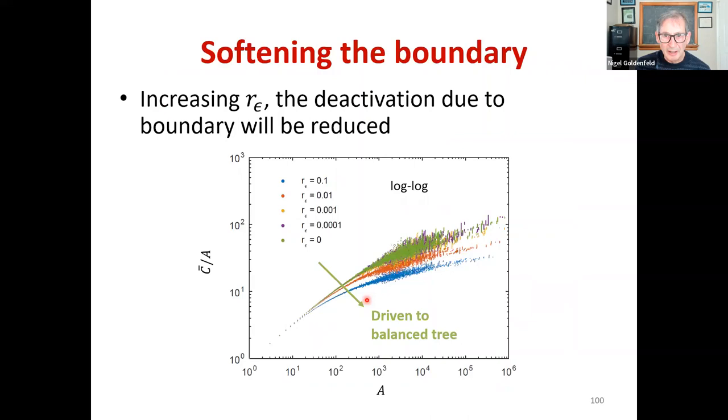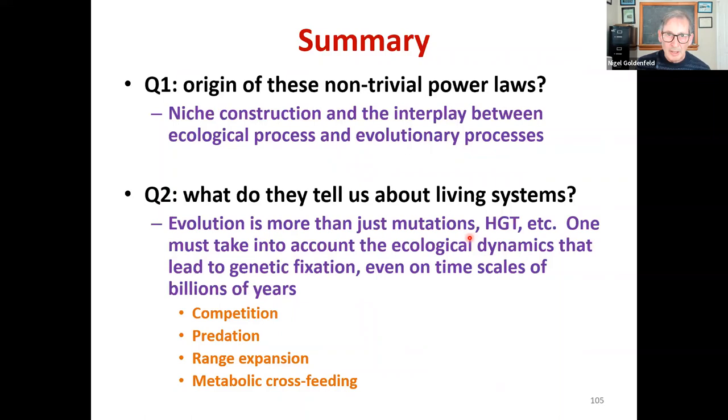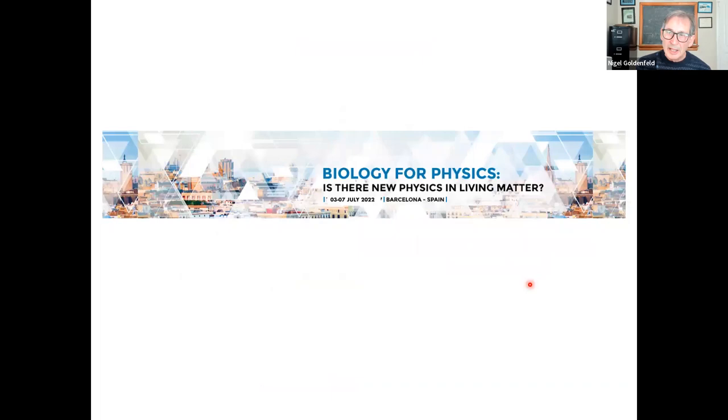I'm not going to go through this in detail, but one can work out the finite size scaling analysis for this and show that indeed you get a data collapse, showing that this is the origin of these anomalous scaling laws. So what I've shown you is that the origin of these non-trivial power laws is an interplay between ecological processes and evolutionary processes, niche construction, and that the structure of these phylogenetic trees reflects the indelible imprint of ecological processes on evolution. This tells us that evolution is more than just mutations and horizontal gene transfer and so on. One must also take into account the context, the ecological dynamics that leads to genetic fixation, even on timescales of billions of years.